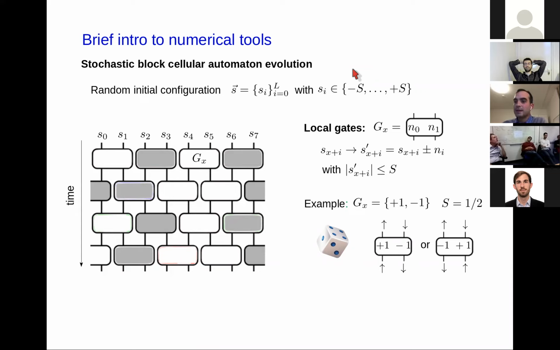So in this particular case, what we are formulating is an unbiased random walk. The spin up is a filled site, the spin down is an empty site.